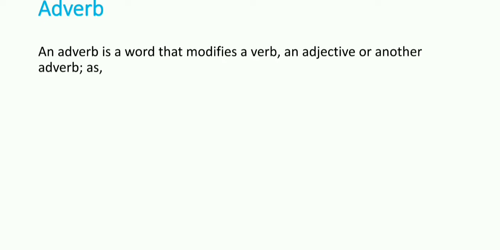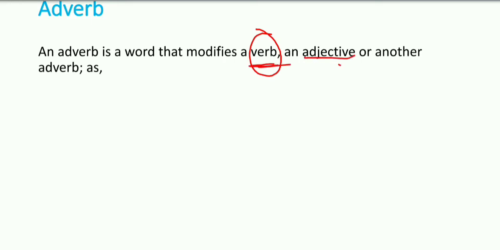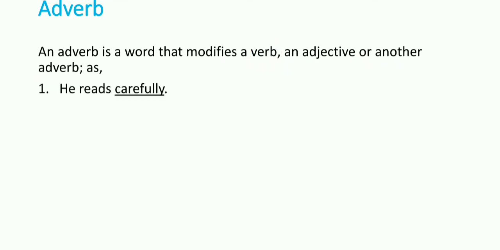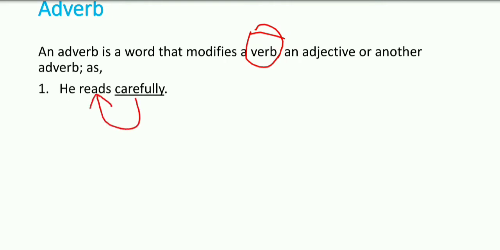Next we have the adverb. An adverb is a word that modifies a verb, an adjective or another adverb. Keep in mind, an adverb modifies a verb, an adjective and another adverb. Here we shall look at examples one by one. He reads carefully. We have stated that an adverb is a word which modifies a verb. So in this first sentence, carefully is describing the word reads, and reads is the verb which is modified by carefully.